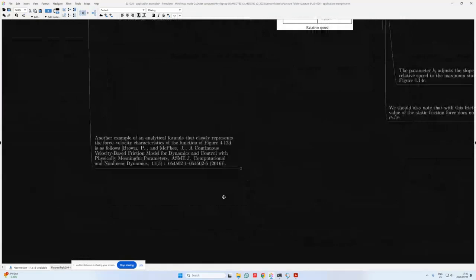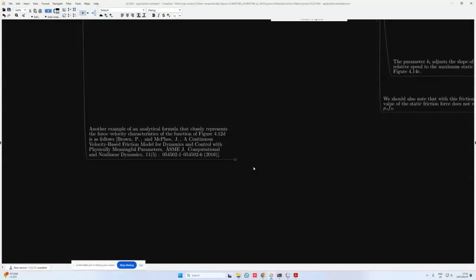Okay, then another example of an analytical formula for the force velocity characteristics of the function of figure 4.12d is then shown by Brown et al.